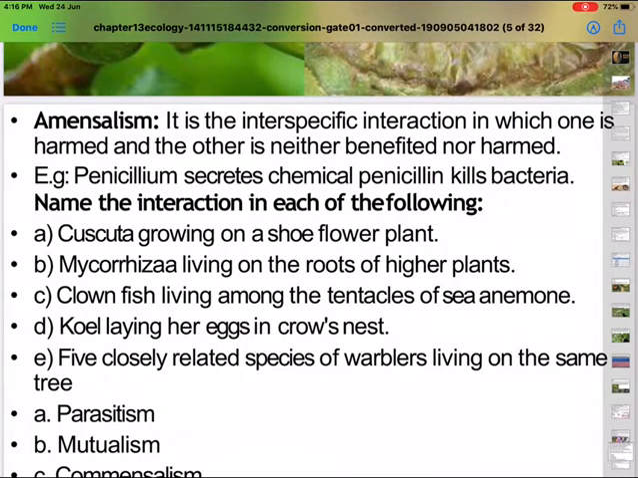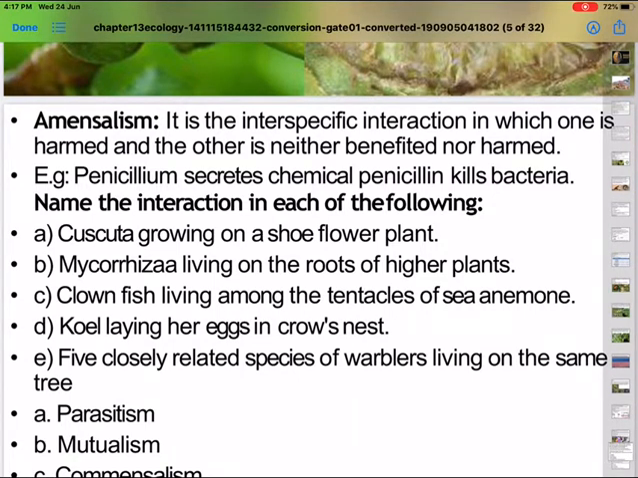In amensalism, one organism inhibits the other. The inhibiting organism does not gain much benefit. This inhibition is done by secreting allelochemicals. Fungi produce different kinds of antibiotic substances such as penicillin to destroy pathogenic bacteria. The process of preventing the growth of other organisms through secretion of toxic chemicals is called allelopathy. So here it is the interspecific interaction in which one is harmed, that is the bacteria, and the other is neither benefited nor harmed. Penicillium secretes a chemical, penicillin, which kills bacteria.